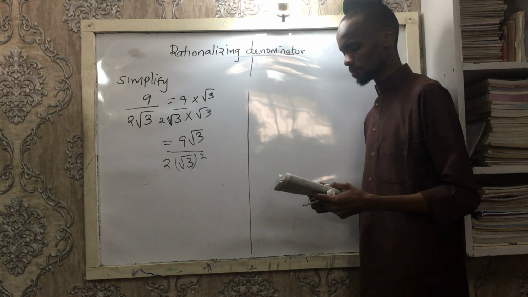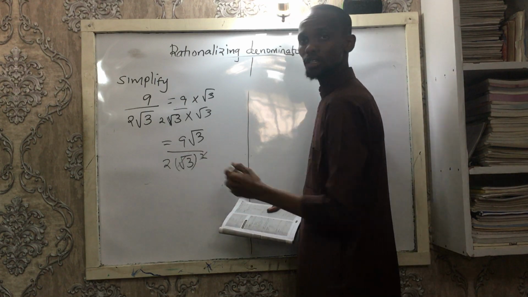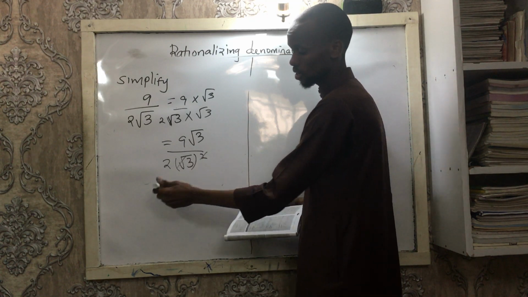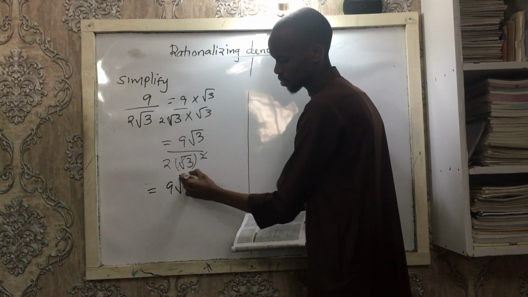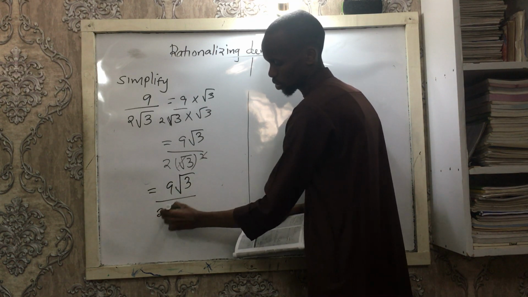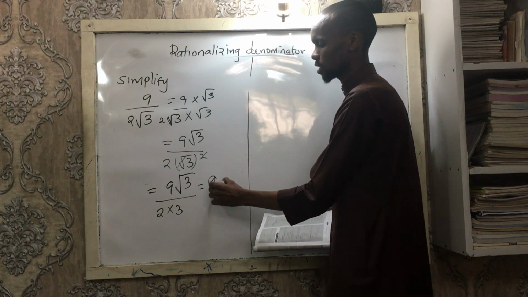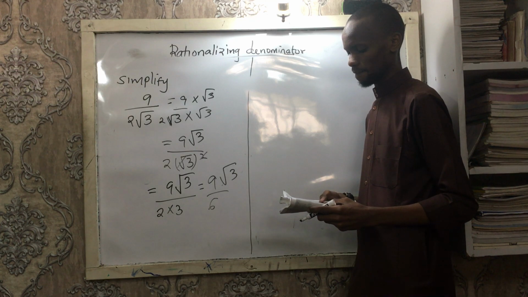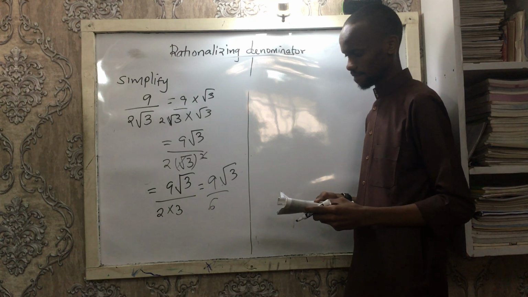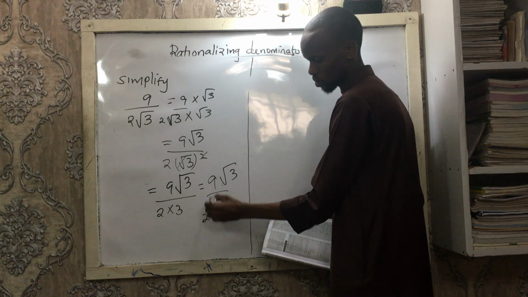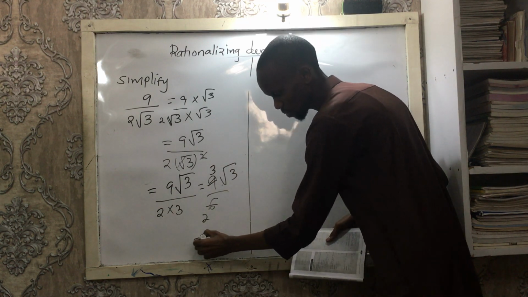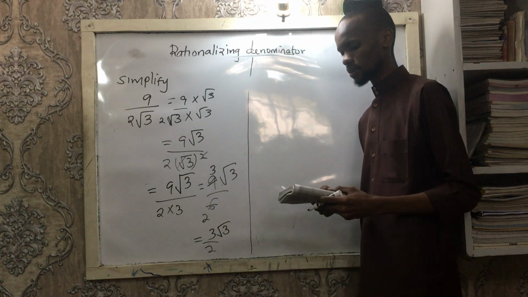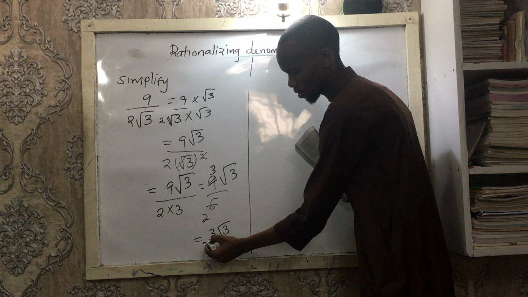So from there, the square removes the square root, so that we can have 2 multiplied by 3. So we'll have 9 root 3 over 2 multiplied by 3, which is the same as 9 root 3 over 6. Could we further simplify? Yeah, you can, by 3: 9 divided by 3 is 3, and 6 divided by 3 is 2. So our answer will be 3 root 3 over 2. That's our answer.